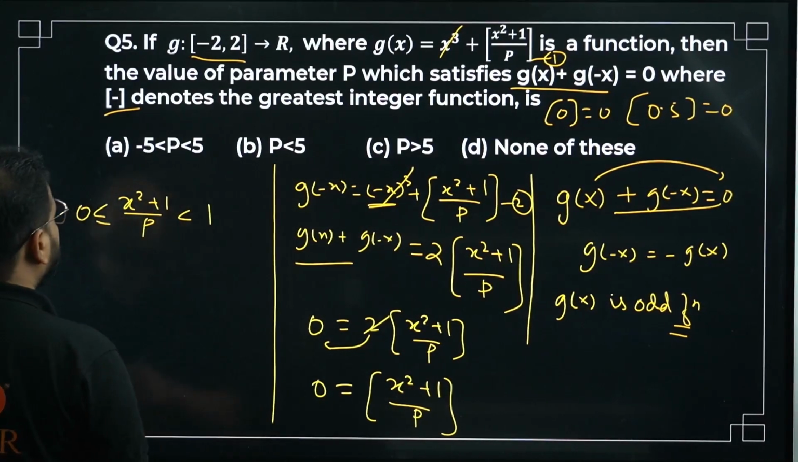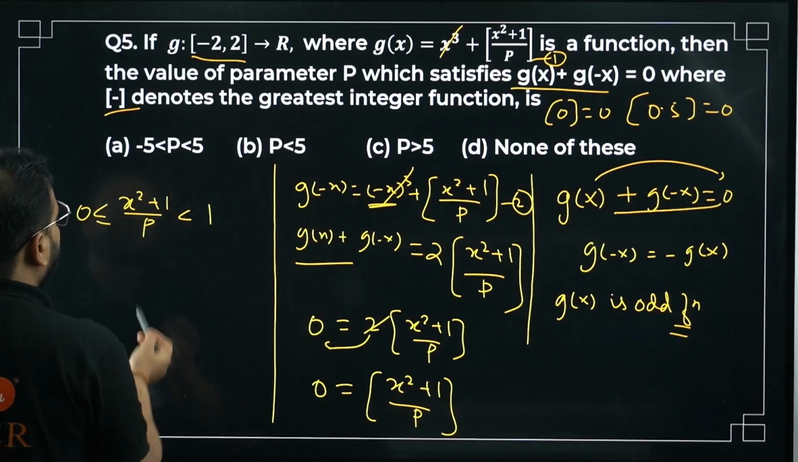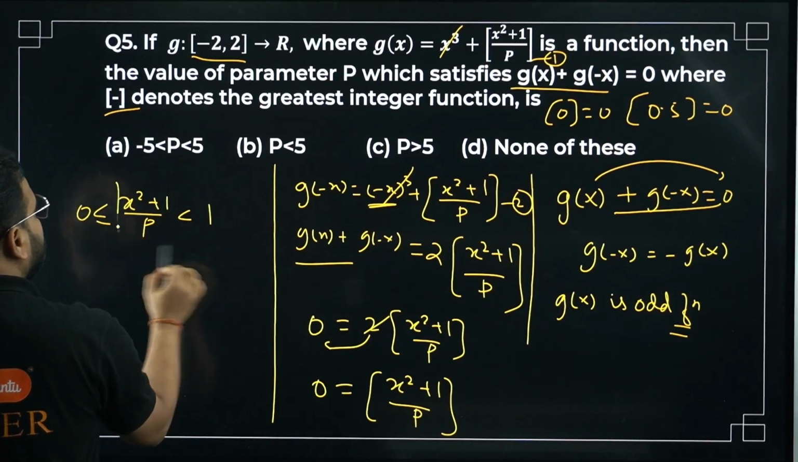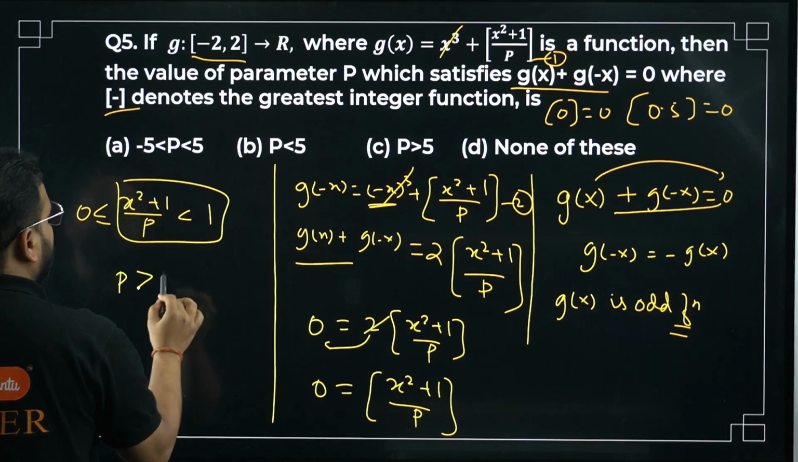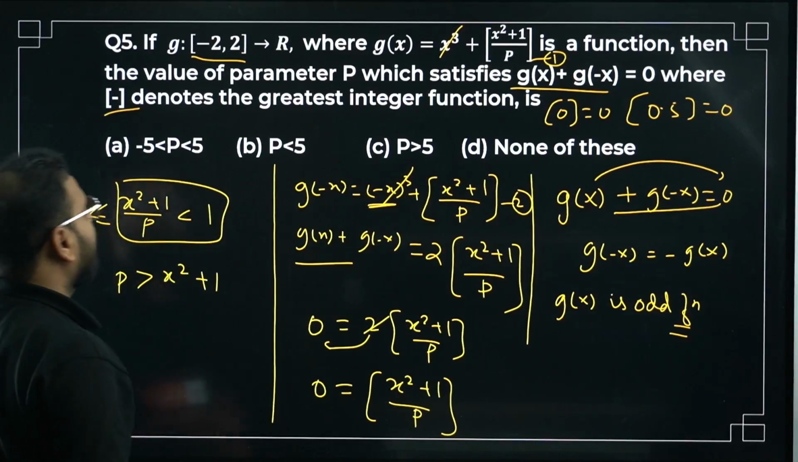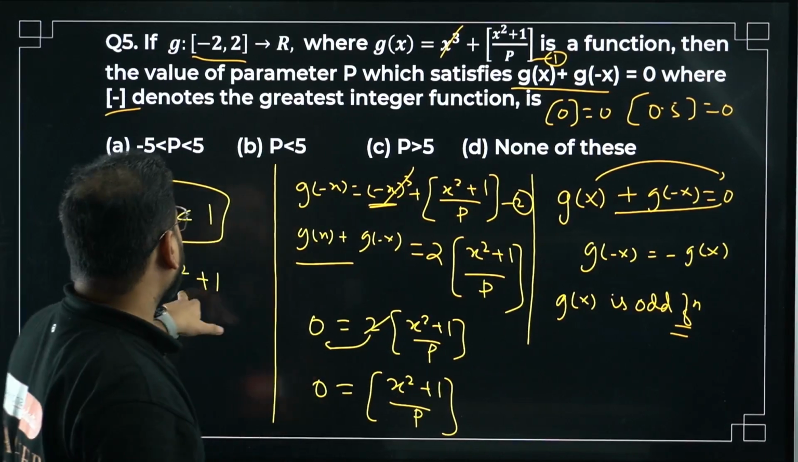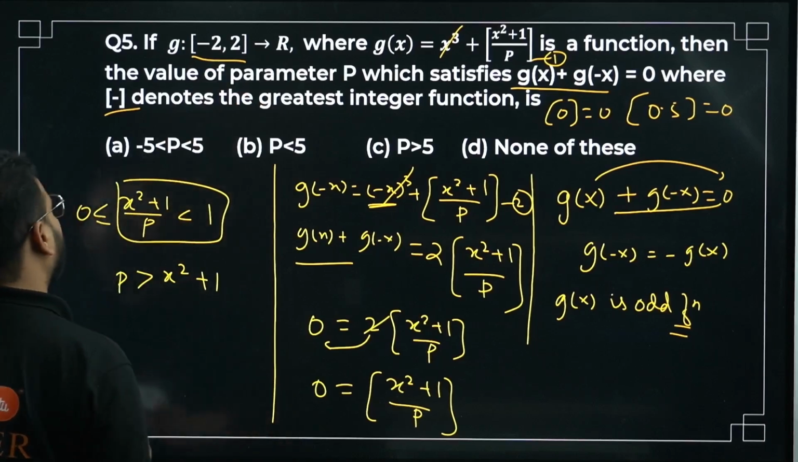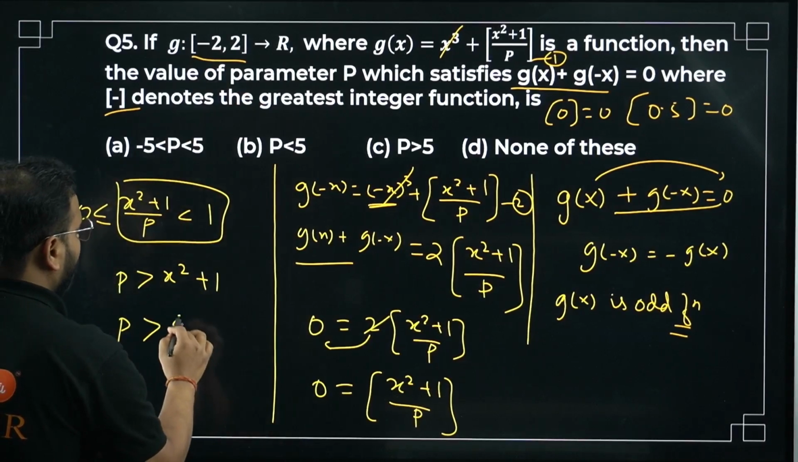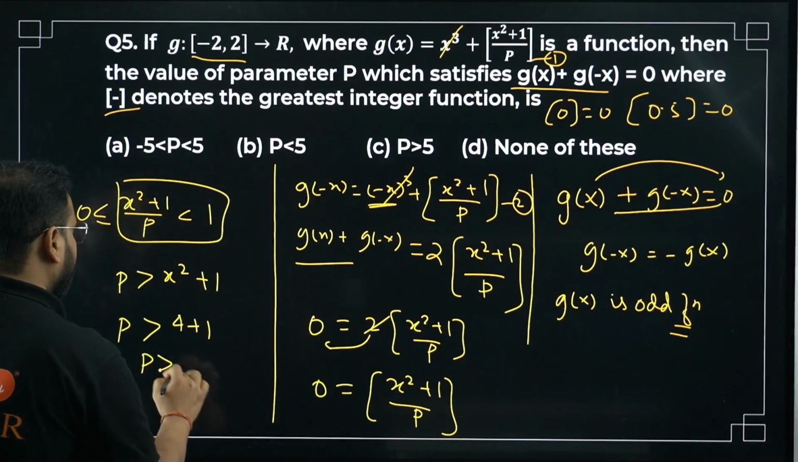Yes. Now do one thing, you can cross multiply, right? It'll become 0 from here, so you can just take this part into account. It'll become p is greater than x square plus 1. What are the extreme values of x? Minus 2 and 2. Put any of the values, it will become p greater than 4 plus 1. How much is that? P greater than 5.